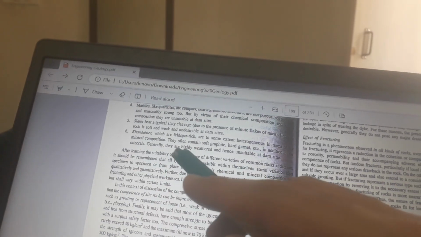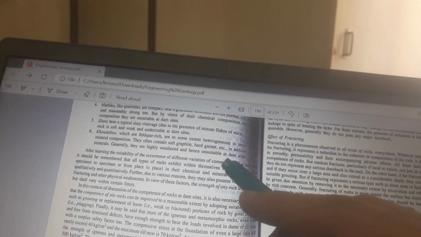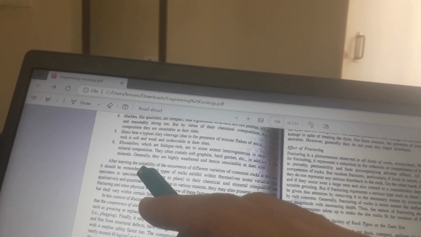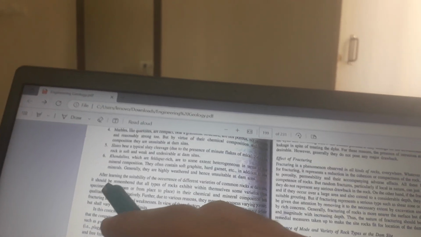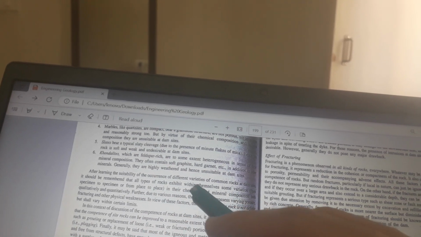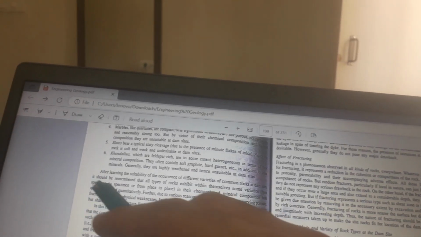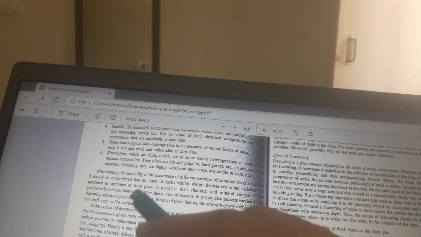After learning the suitability of occurrence of different varieties of common rocks at dam sites, it should be remembered that all types of rocks exhibit within themselves some variation from specimen to specimen, from place to place, in chemical and mineral composition, both qualitatively and quantitatively.